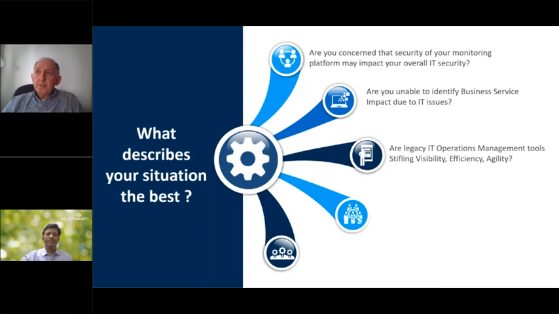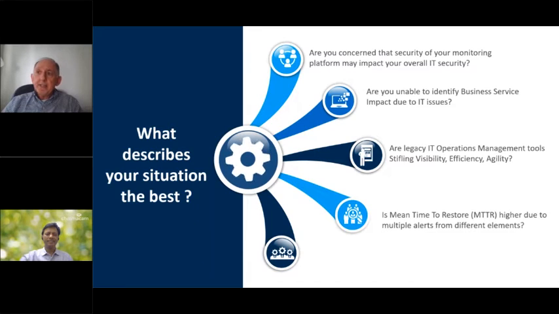Thirdly, are the legacy IT operations management tools that you have slowing down your digital transformation initiatives, with the visibility, efficiency, and agility that you need to do business in the digital era? That's certainly something that Forrester has studied and found, that some of the older legacy operations tools and monitoring systems are really slowing down our ability to execute on digital transformation initiatives.